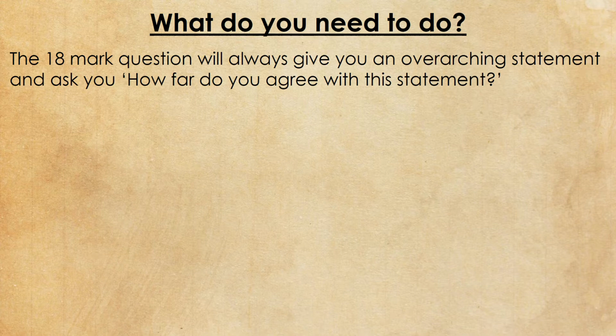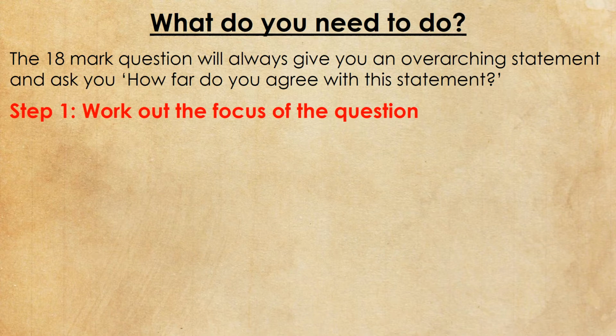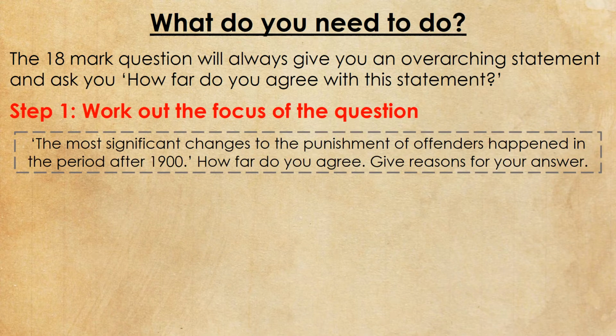Now, with the 18-mark question, it will always give you an overarching statement in quotation marks, and it will ask you, how far do you agree with this statement? So, for example, if we were to work out the focus of this question, the most significant changes to the punishment of offenders happened in the period after 1900. How far do you agree? Give reasons for your answer. You would need to get your highlighter out or your pen out, and you would need to circle what the statement is actually telling you that you then need to go away and agree or disagree with.